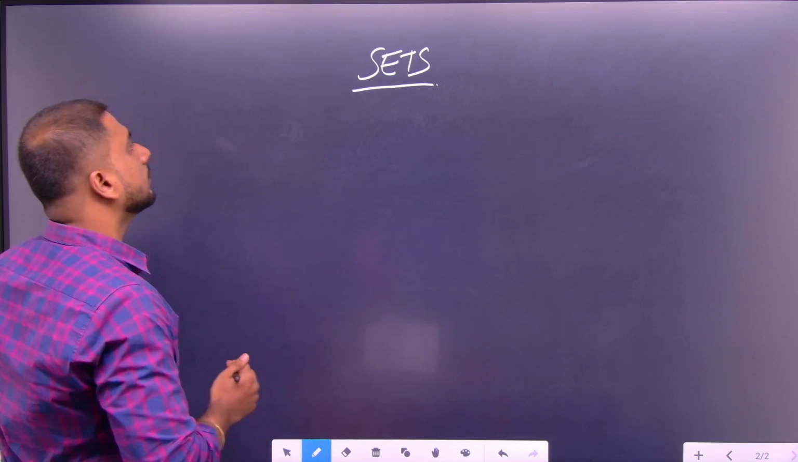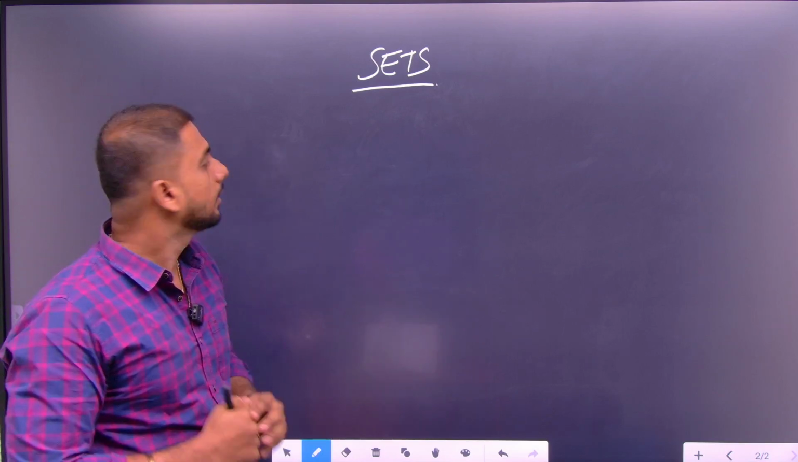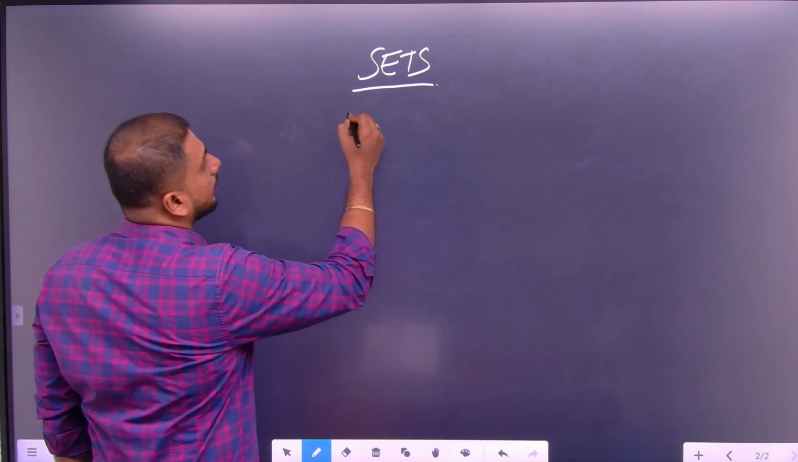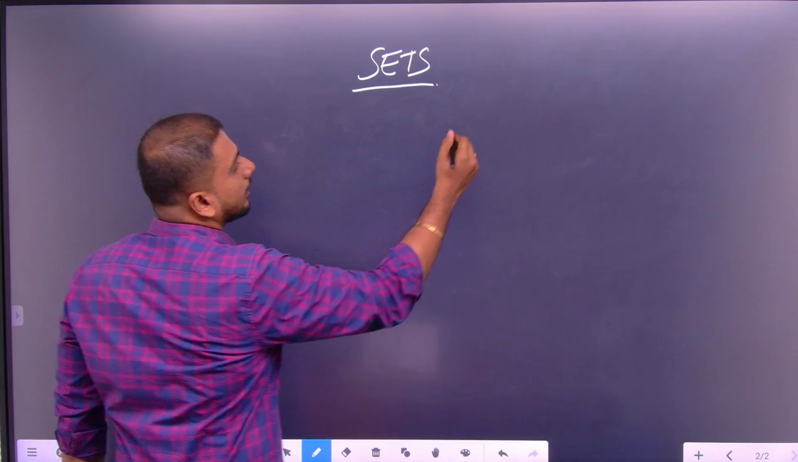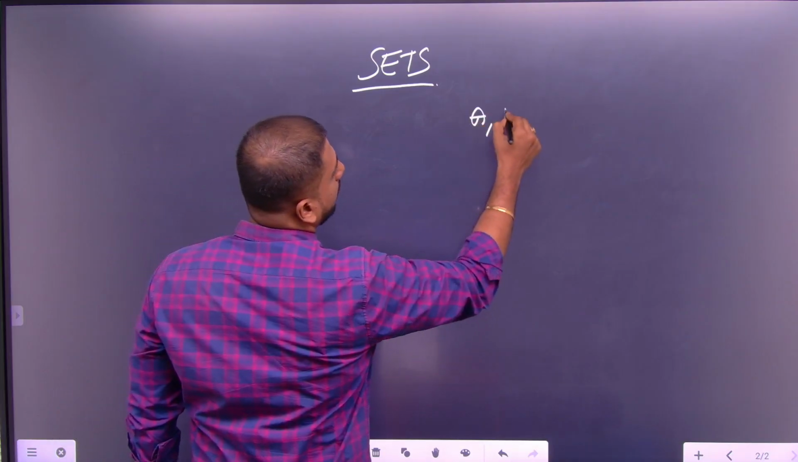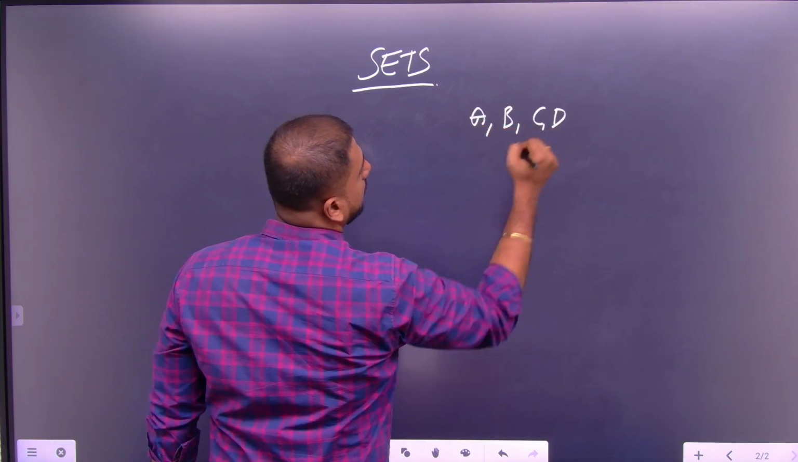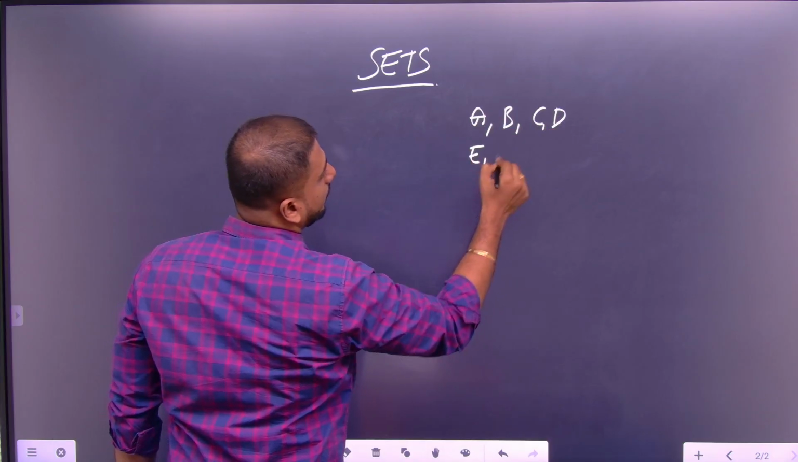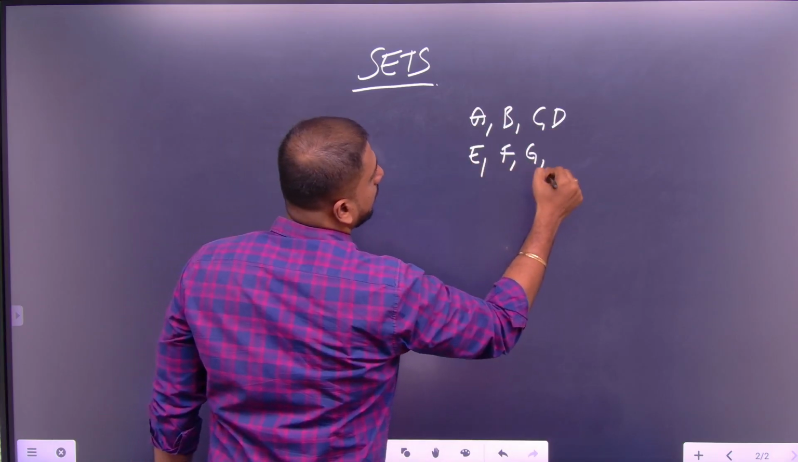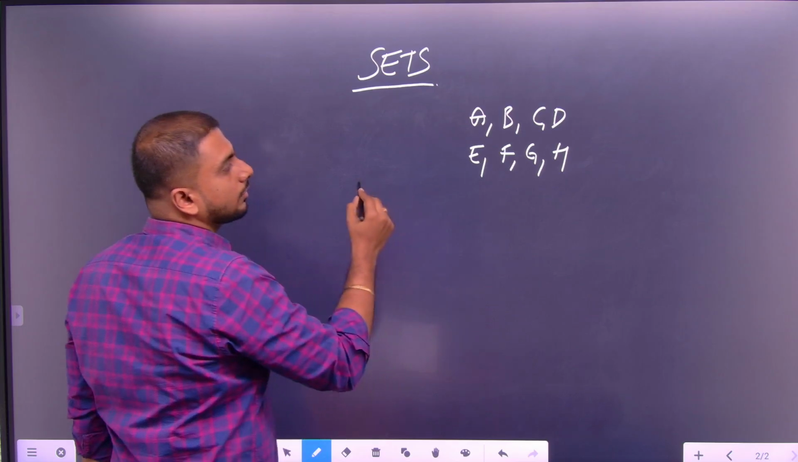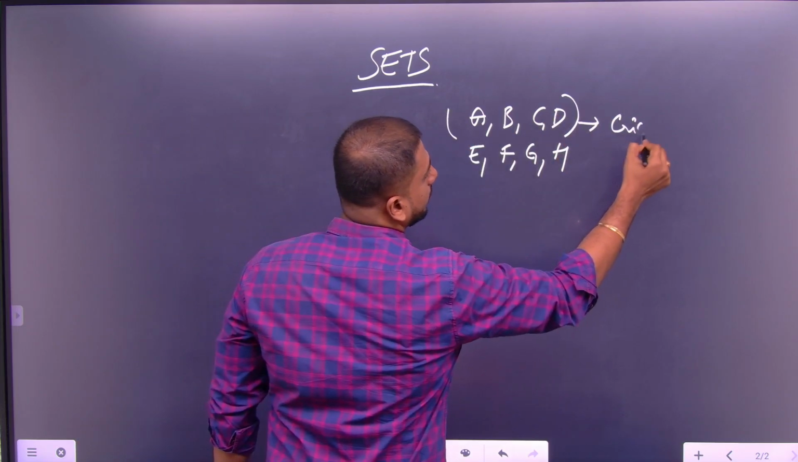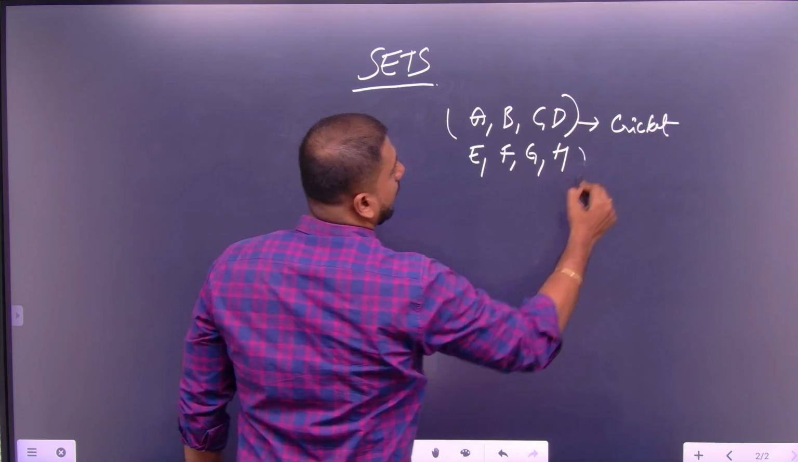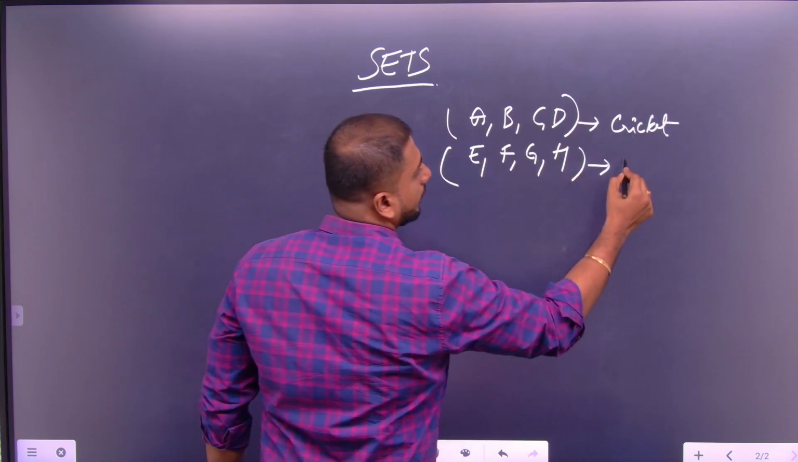We will move towards different types of sets. Earlier we had an example where we had a classroom with A, B, C and D and E, F, G and H, where we said that A, B and C, D like cricket and E, F, G, H like football.